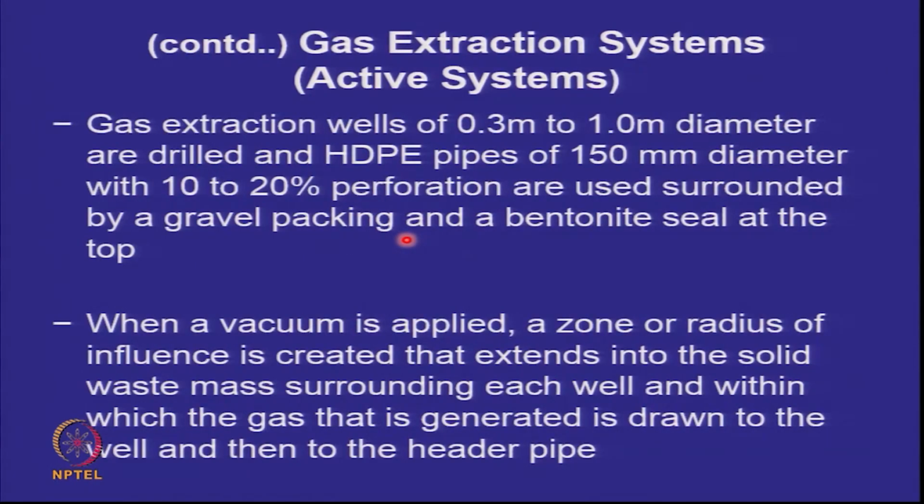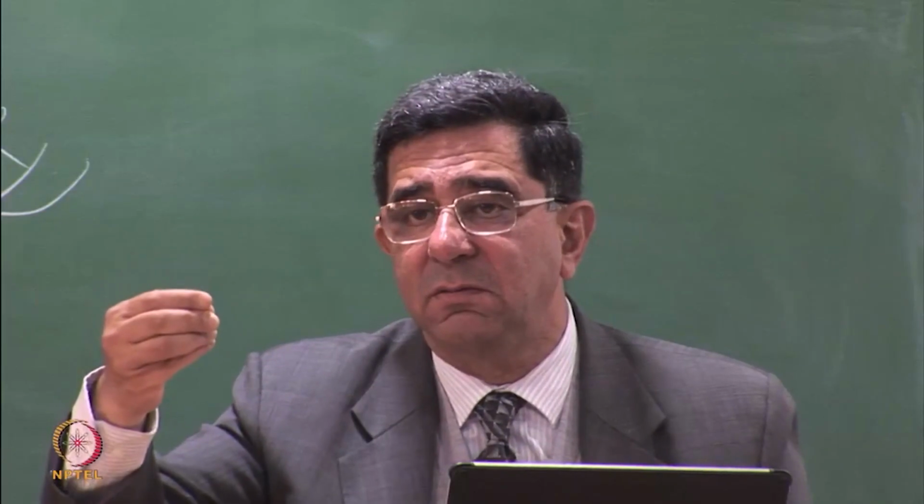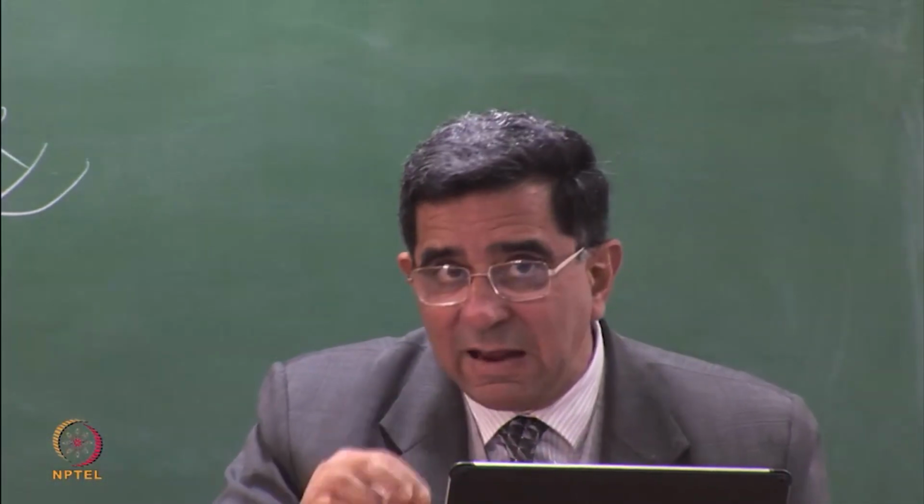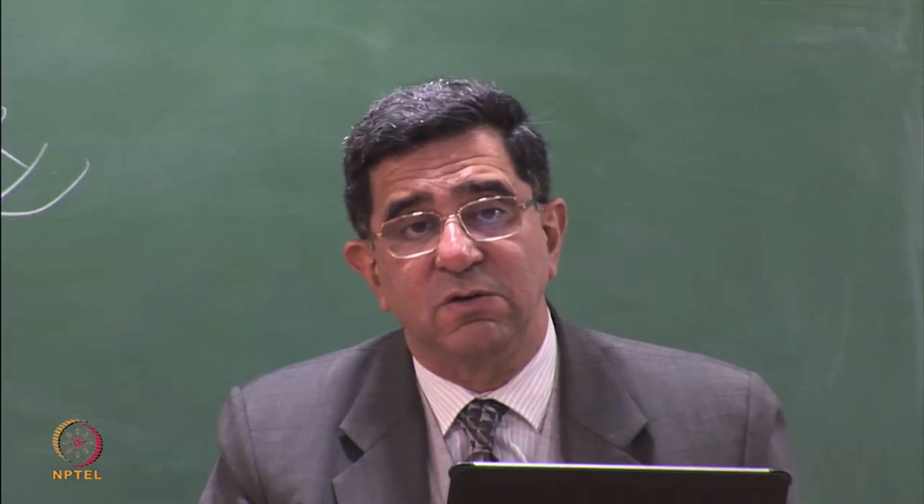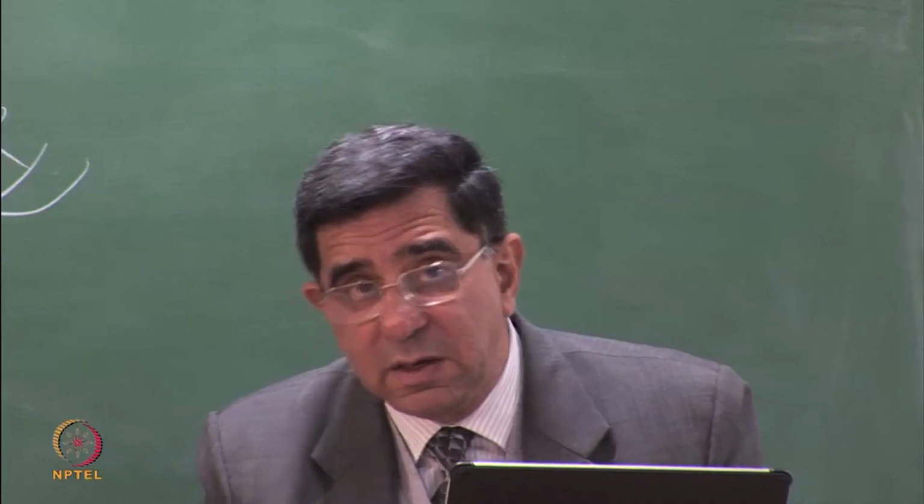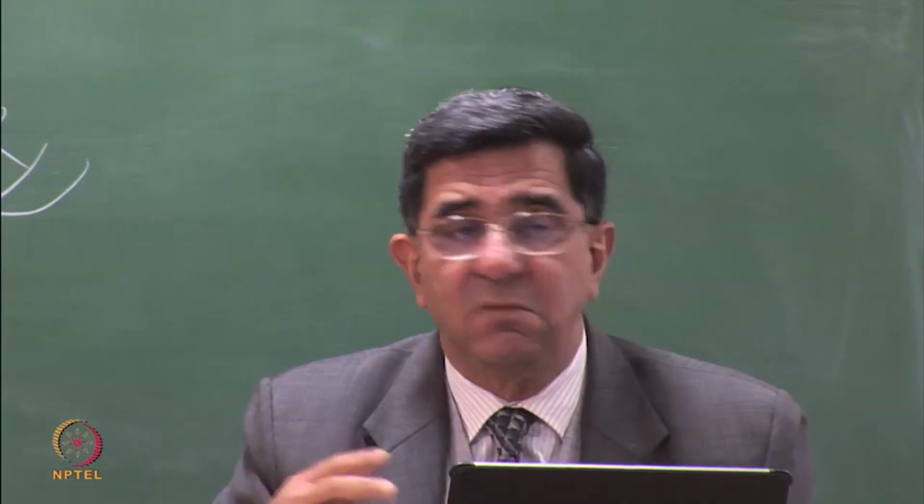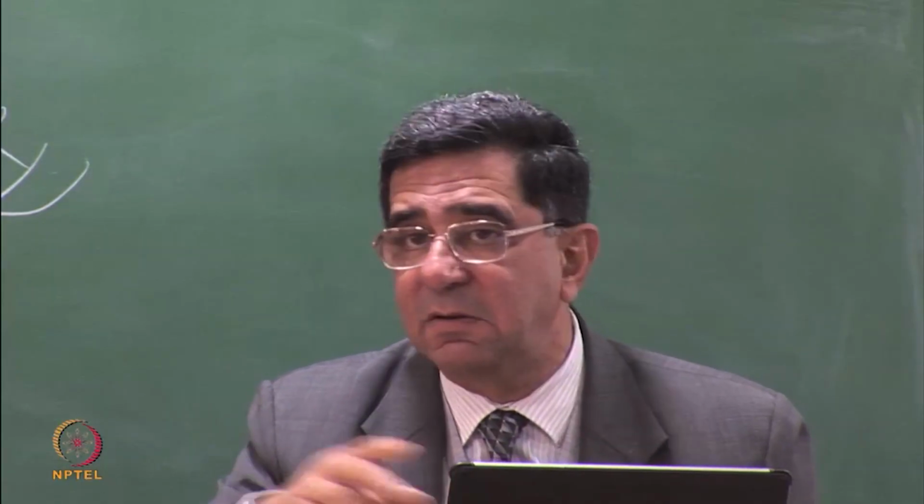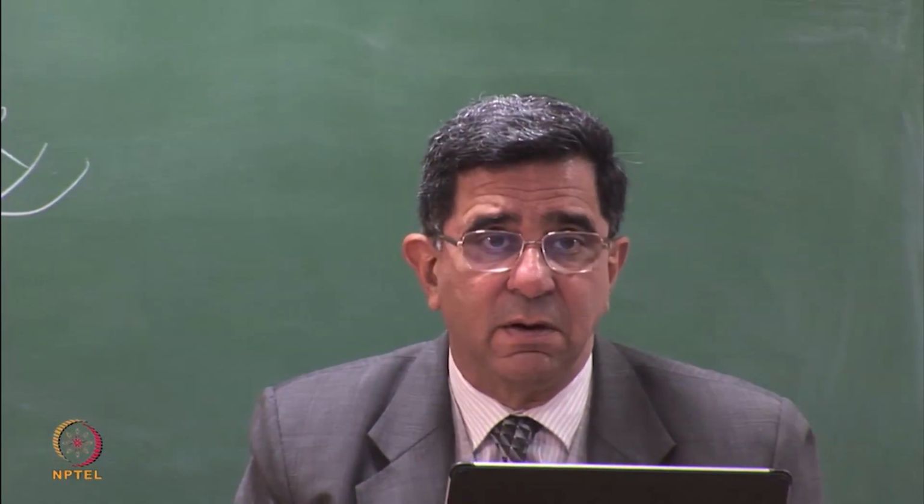When a vacuum is applied, then just like you have a zone of influence in a groundwater well extraction, you remember? It will be a circular radius of influence. Exactly like that, there will be a radius of influence of each well. And that's why the spacing typically varies between 35 to 75 meters. 50 meters is very often adopted as the spacing between wells. That means the radius of influence is 25 meters.